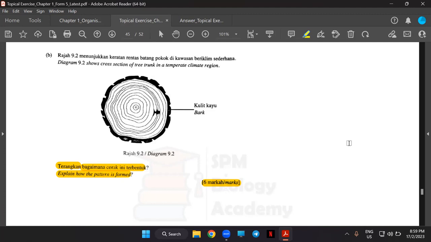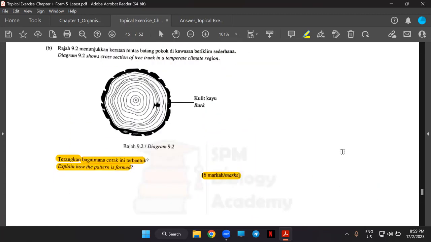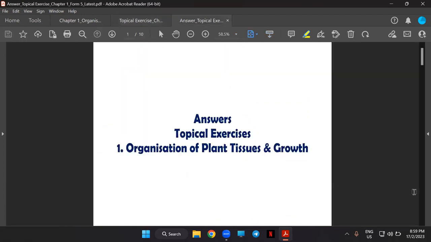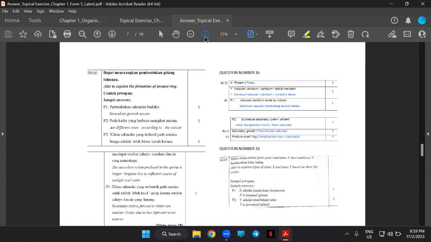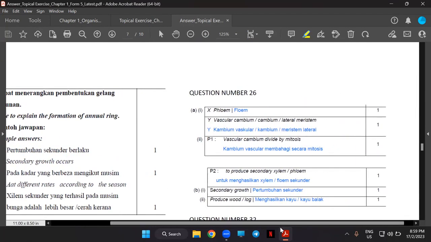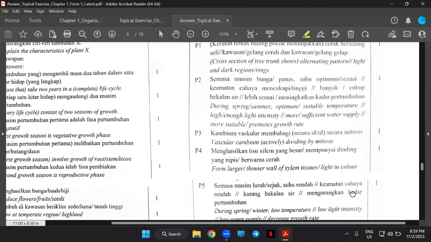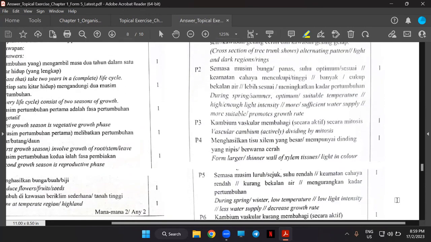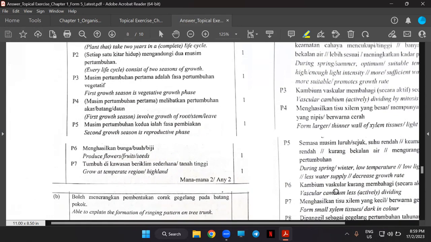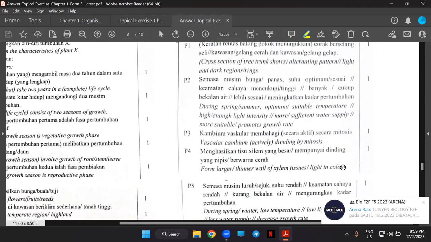So now for this, I'm going to show you the answer scheme, guys. Let's see from the answer scheme bagaimana dia jawab. 32B. Let's see the answer. This is the one. Okay. Soalan B. Alright. Sampel jawapan. Let's see the answer.